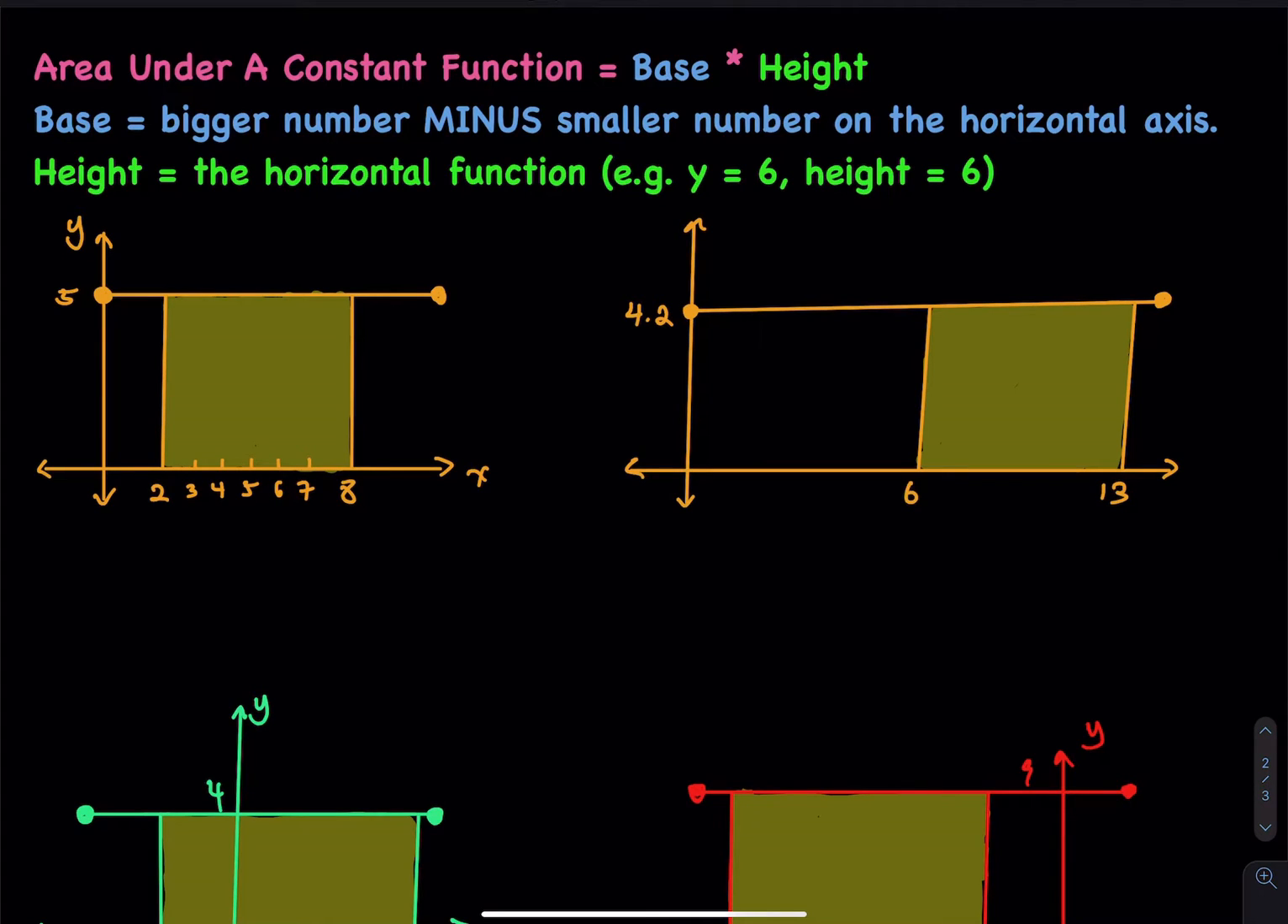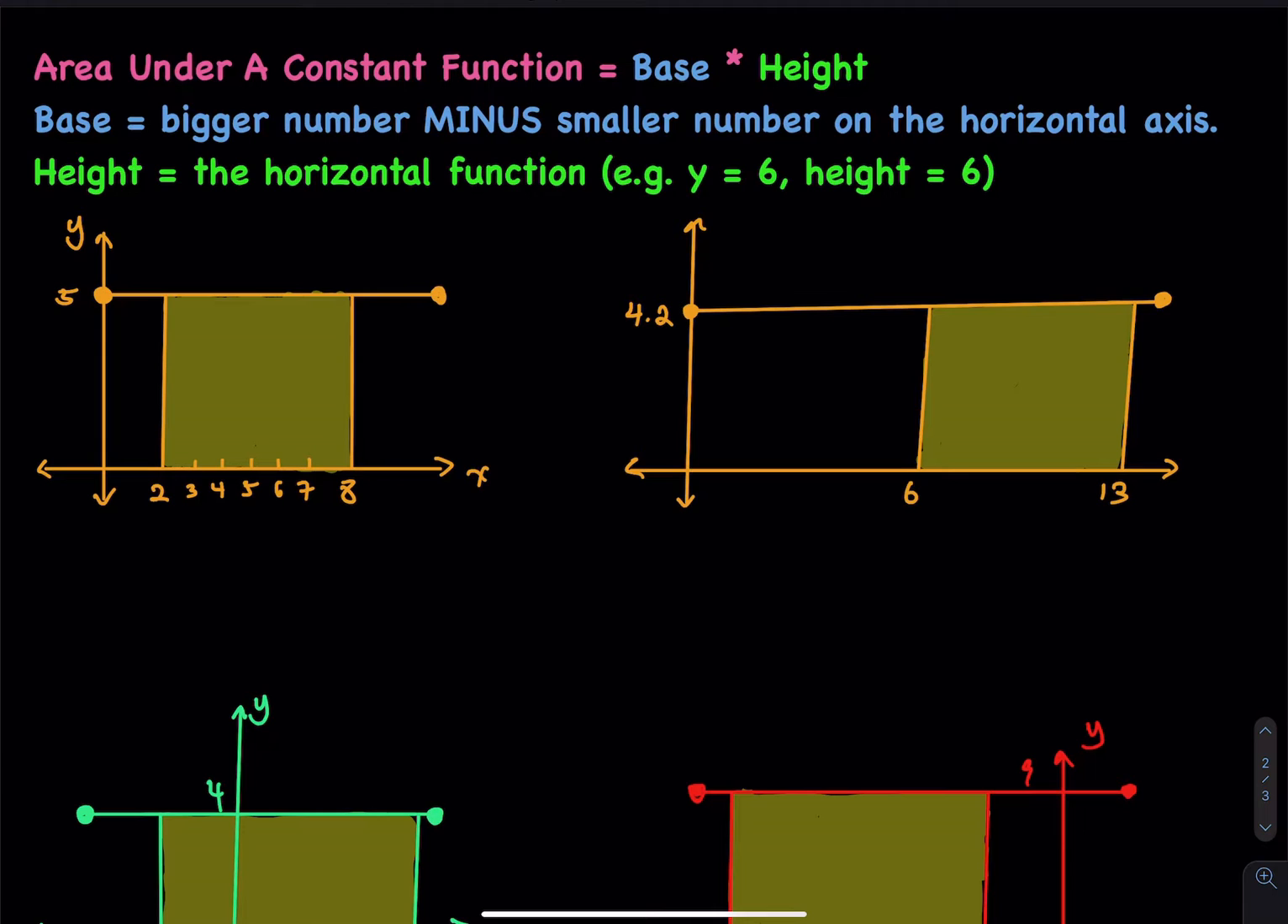In this video, let me show you how to find area under a constant function. This is very simple. We will implement the concept of base times height to find the area of a rectangle. So the base refers to a bigger number minus a small number on the horizontal axis, and the height is the horizontal function. So let's say y equals 6. So you have a horizontal line at 6. Therefore, height equals 6.